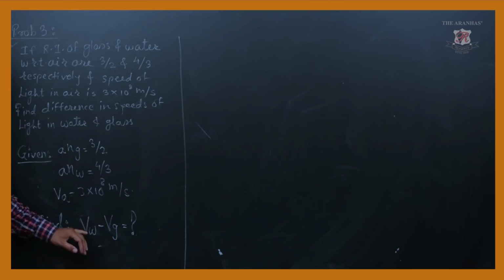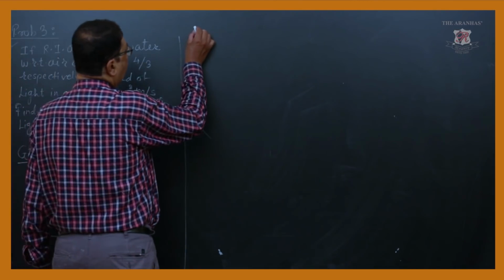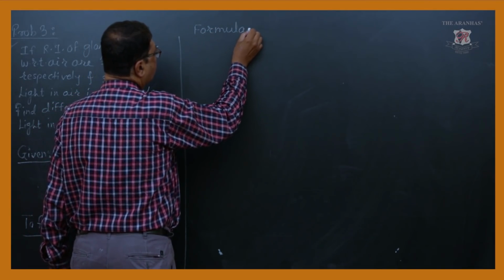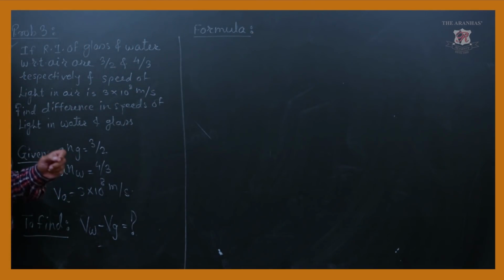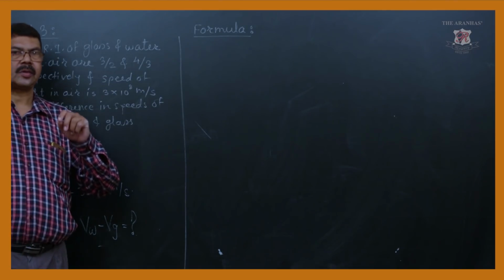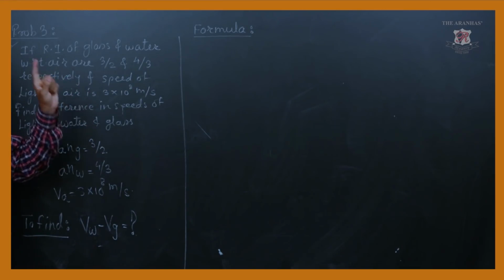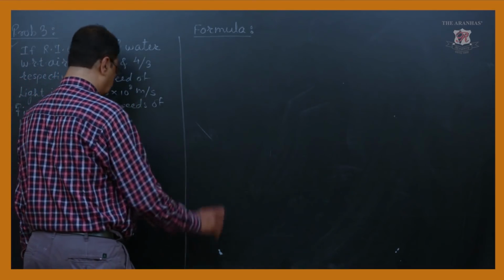Now how to find this? I will have to generate the formula. Observe the weightage of the question, it is 3 marks. So first you have to generate the formula and then you have to substitute. It is not like the previous one. In the previous numerical, I told you, remember that formula, refractive index of glass with respect to water equal to refractive index of glass upon refractive index of water. Here you have to generate the formula first and then substitute the values.